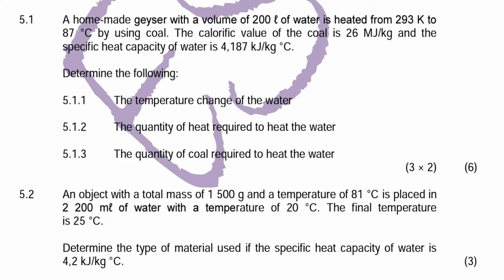The calorific value of the coal is 26 megajoules per kg, and the specific heat capacity of the water is 4.187 kilojoules per kg degrees Celsius. And then they say, determine the following. 5.1.1. The temperature change of the water. 5.1.2. The quantity of heat required to heat the water. And then question 5.1.3. The quantity of coal required to heat the water.